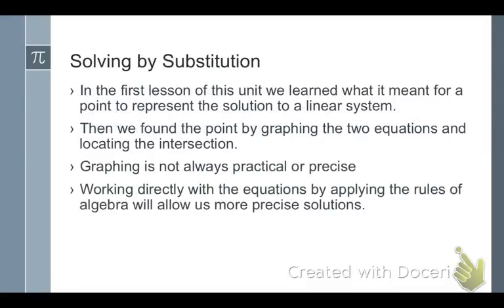So in the first lesson of this unit, we learned what it meant for a point to represent the solution to a system, and then we found the solution by graphing two equations and locating the intersection. As you even saw in that video, this isn't always really precise or really practical. If the numbers were really big, you'd have to have a really big graph, and telling which number exactly was the solution would be tricky. So if we can work directly with equations and solve these algebraically, this will allow us more precise solutions for a larger breadth of problems.